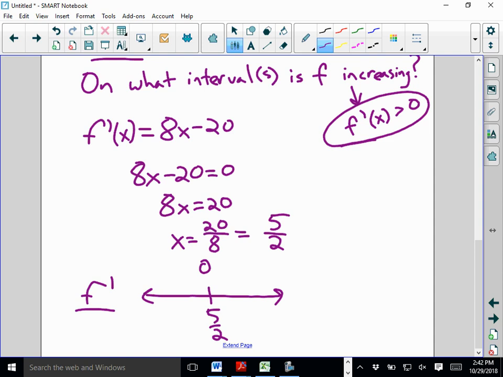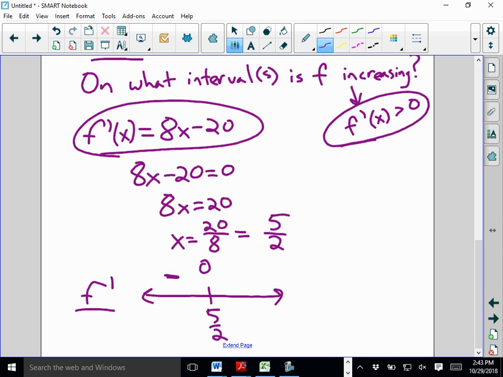So I want to choose a number less than 5 halves and plug it into f prime. The easiest number to the left of 5 halves is 0. Right, when I plug 0 into f prime of x, I get 8 times 0 minus 20. Right, just plugging it in here. 8 times 0 minus 20 is a negative number. So I know that f prime is negative everywhere to the left of 5 halves.